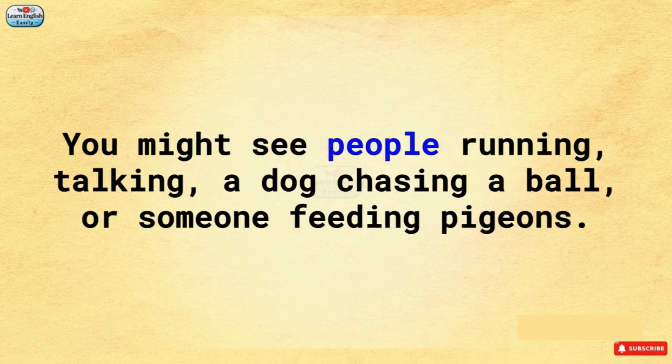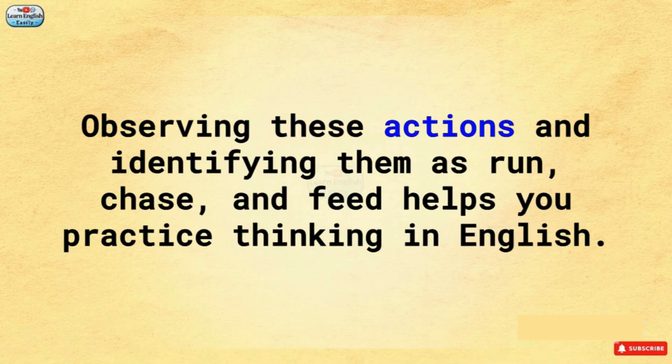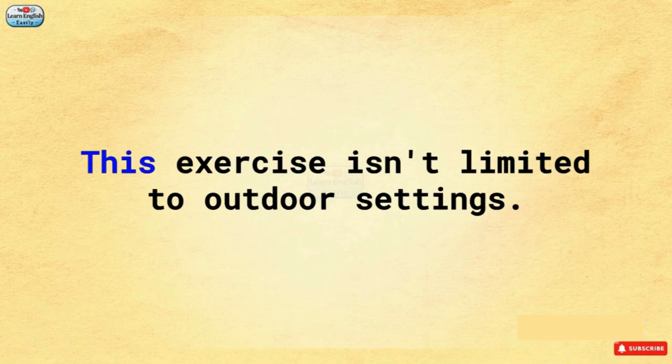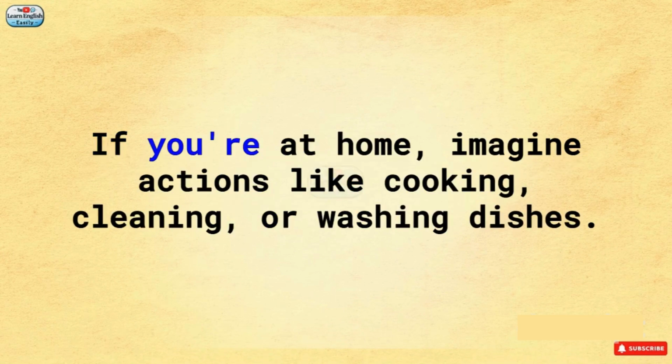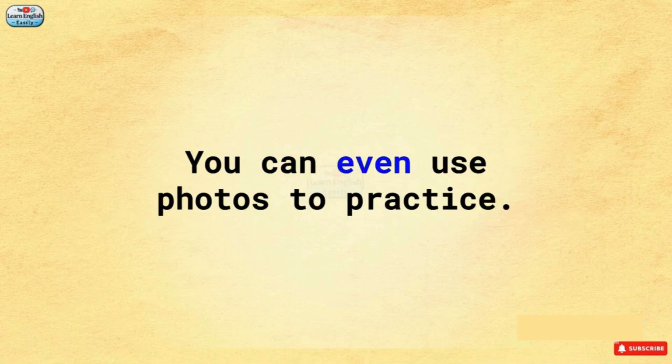You might see people running, talking, a dog chasing a ball, or someone feeding pigeons. Observing these actions and identifying them as run, talk, chase, and feed helps you practice thinking in English. This exercise isn't limited to outdoor settings. If you're at home, imagine actions like cooking, cleaning, or washing dishes. You can even use photos to practice.